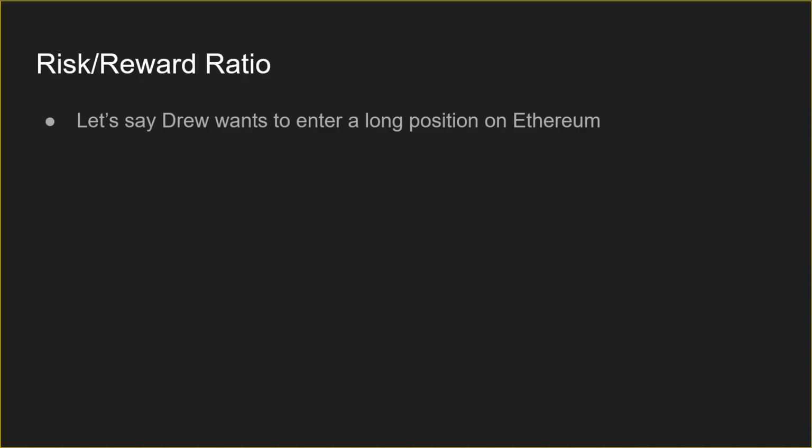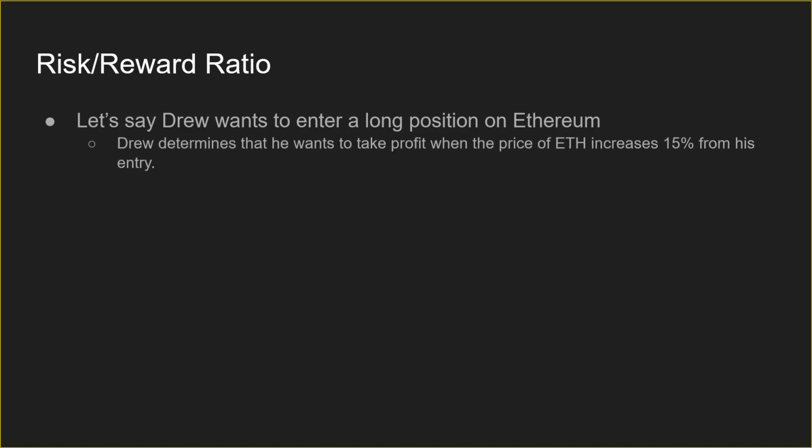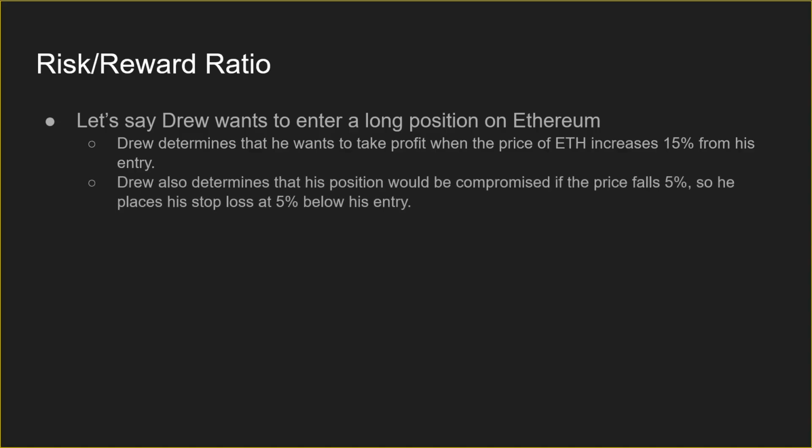Here's another example. So let's say Drew wants to enter a long position on Ethereum. Drew determines that he wants to take profit when the price of ETH reaches 15% from his entry. So he's looking to make a 15% reward on his entry, 15% gain. He also determines that his position would be compromised if the price falls 5%. So he places his stop loss at 5% below his entry.